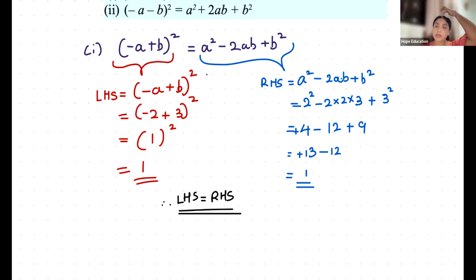This is what verification means. We are just confirming if the two sides of the equation are actually equal or not.